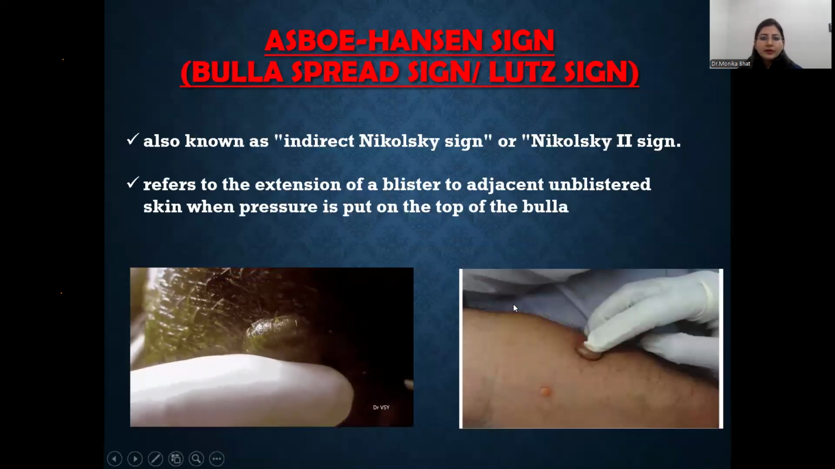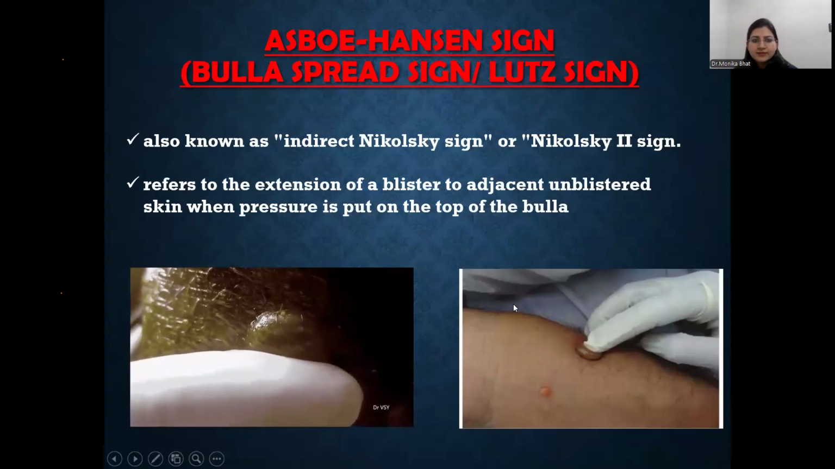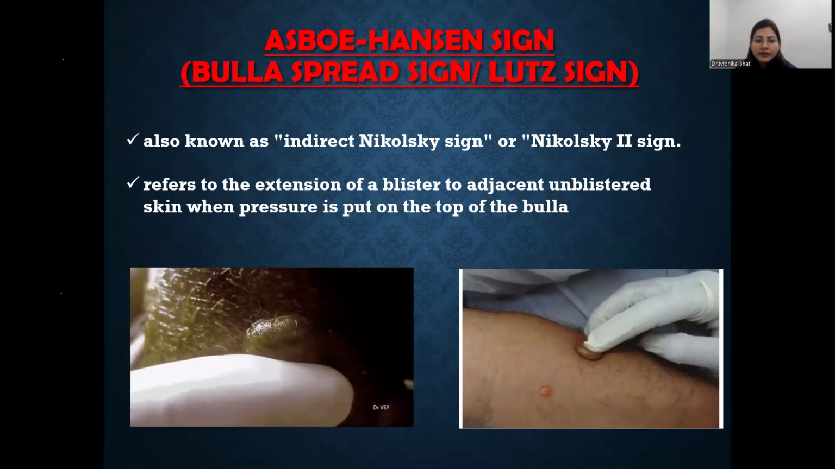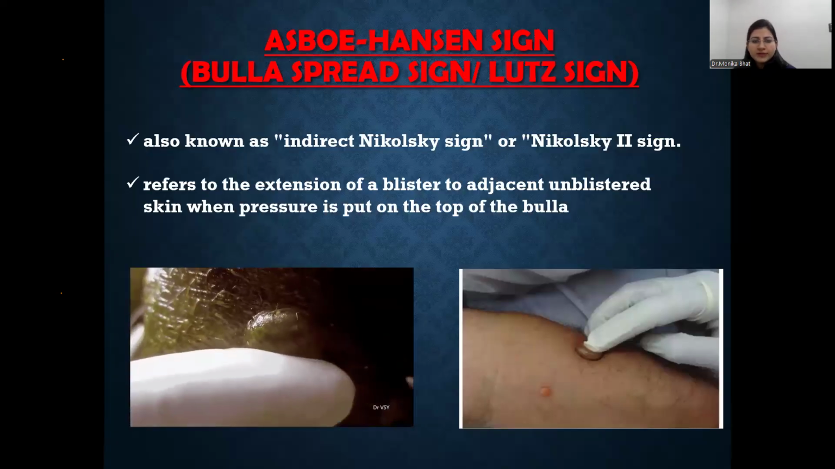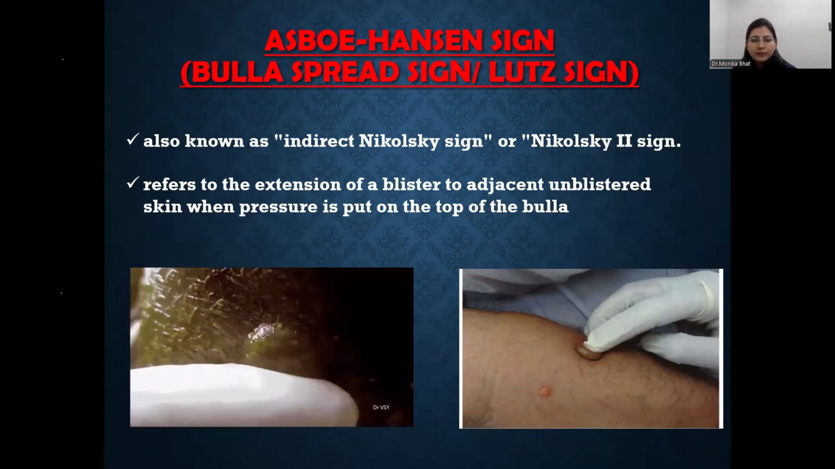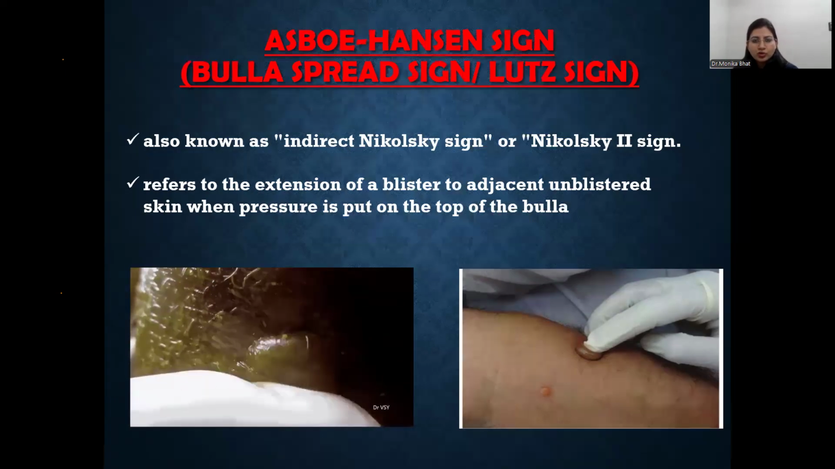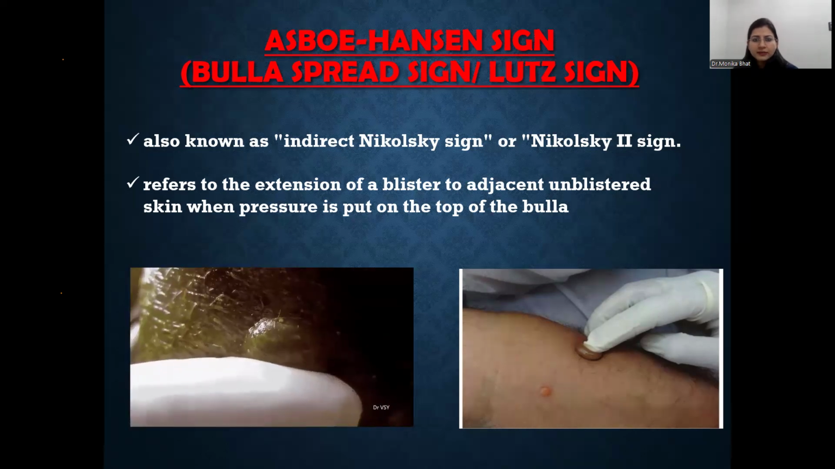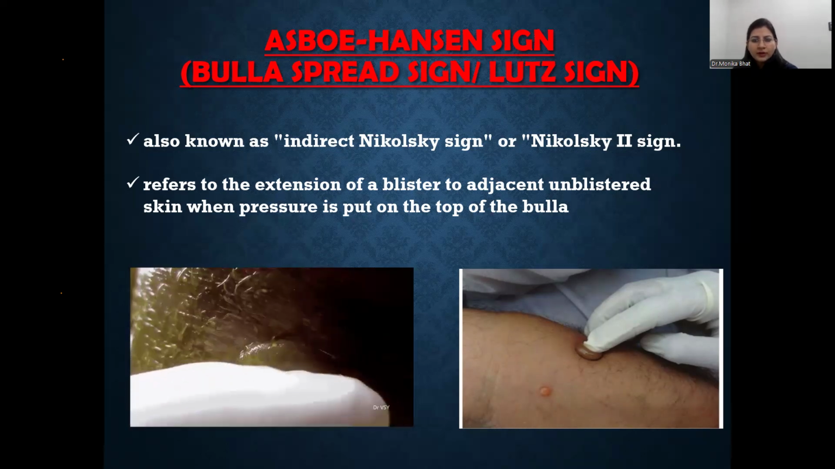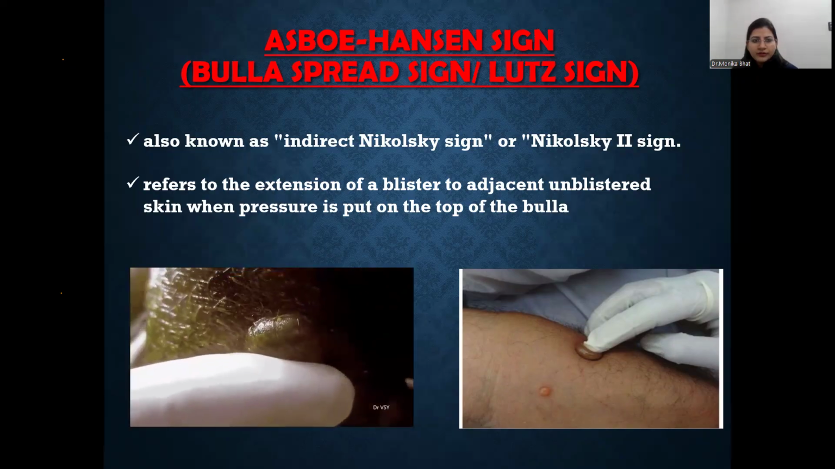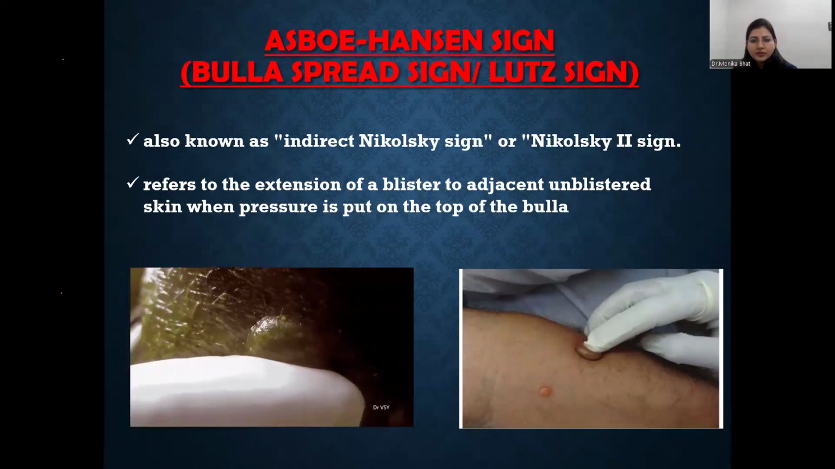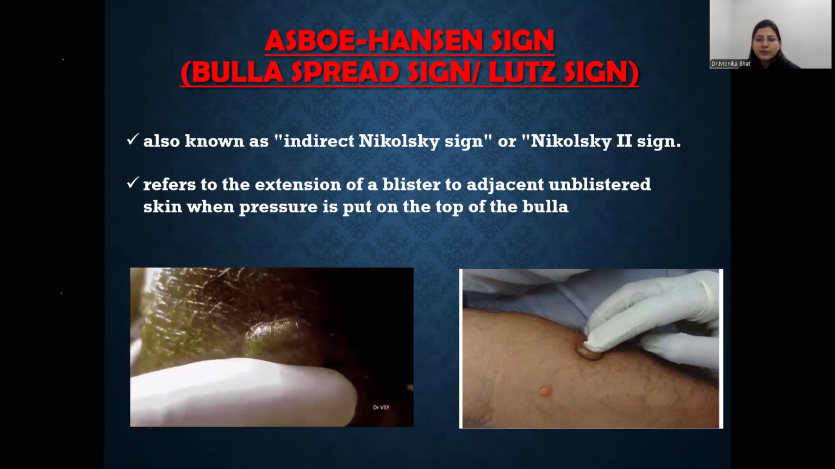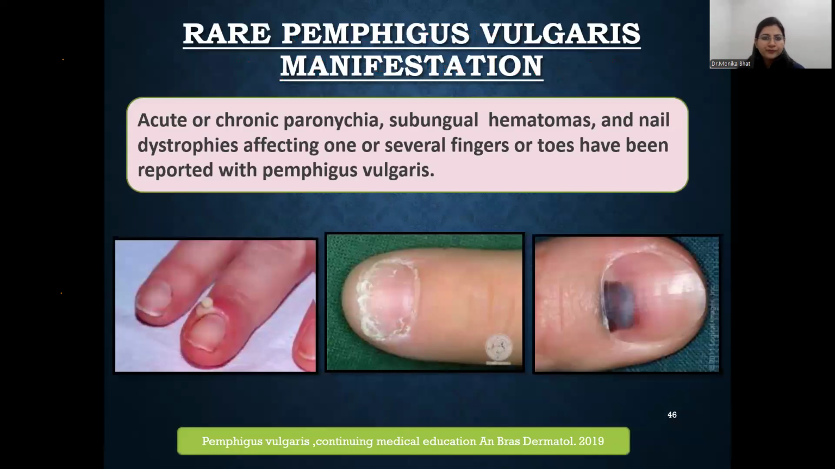Then another sign that you can appreciate is the Asboe-Hansen sign, or the bulla spread sign. As the name suggests, if there is a bulla present, you apply pressure on the top of the bulla. It will spread, extending to the side of the applied pressure, which refers to the extension of the blister. This blister will extend to the adjacent unblistered skin surface when pressure is applied on top of the bulla.